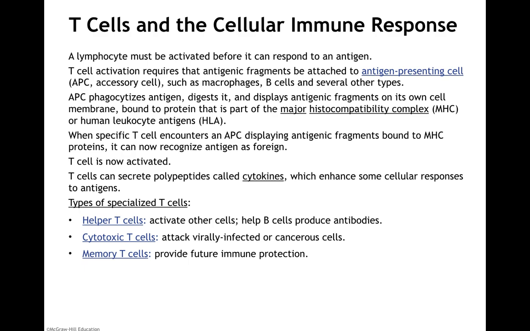T cells come in three major types: helper T cells that activate other T cells, help B cells produce antibodies, and generally help with an immune response. And cytotoxic T cells will directly attack virally infected cells or any cell that bears its target antigen. And either one of those can become memory T cells, which provide protection against future encounters with the same antigen.